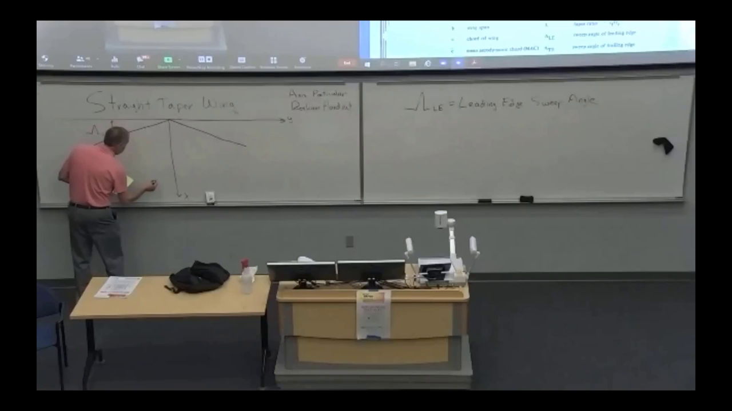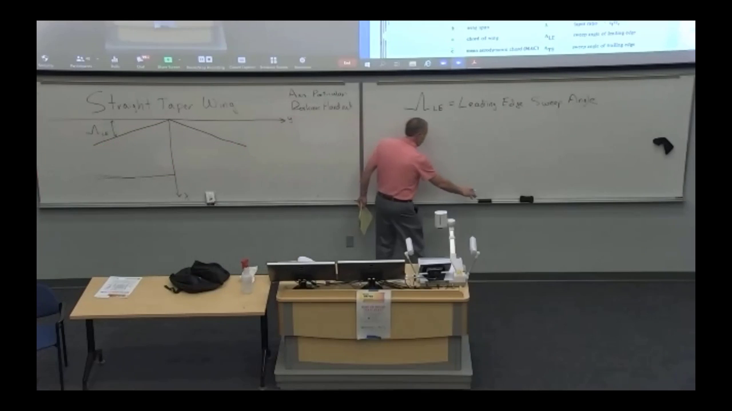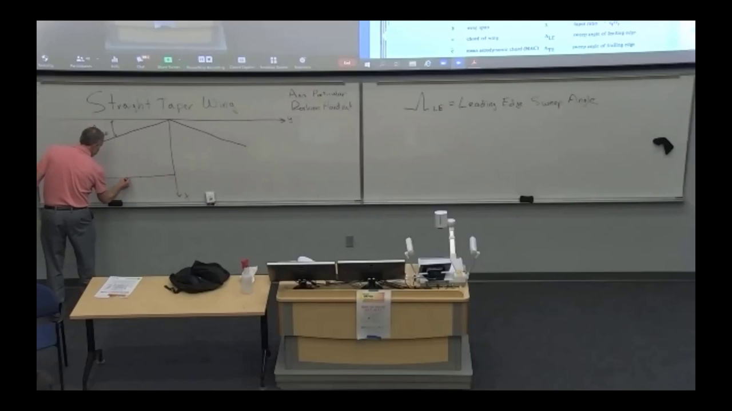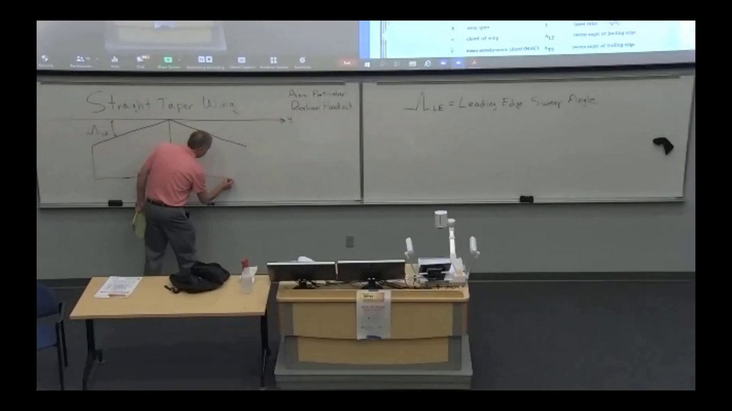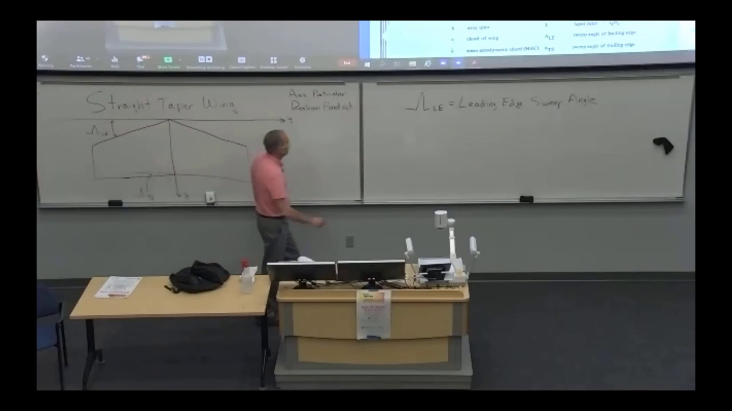Step two is to draw the trailing edge of the wing, and draw this at a shallower angle like this. And so this angle here, we're going to label as gamma TE for trailing edge. So that's the trailing edge sweep angle. And so then the wing looks like that, where I just filled in the tip. So gamma TE is the trailing edge sweep angle.